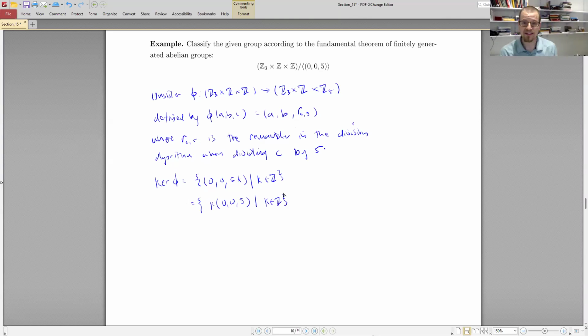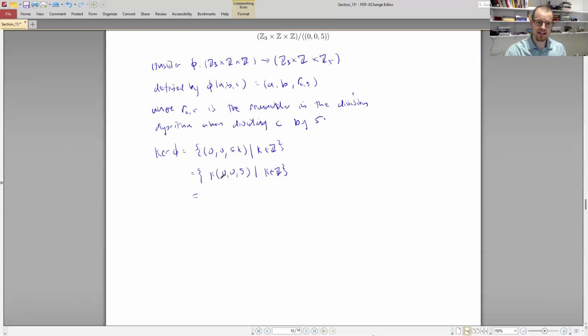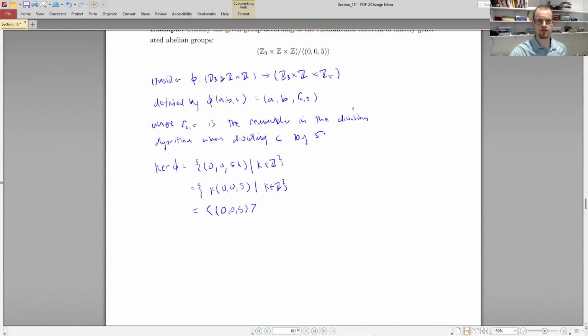But what's the benefit of that perspective? Well, taking that perspective allows us to recognize that this is exactly the subgroup that's generated by 0, 0, 5. Excellent. So now I have a homomorphism. I have not verified that it's a homomorphism. I would encourage you to do so. But I have a homomorphism from here to here, whose kernel is exactly that. We also have that phi is onto.